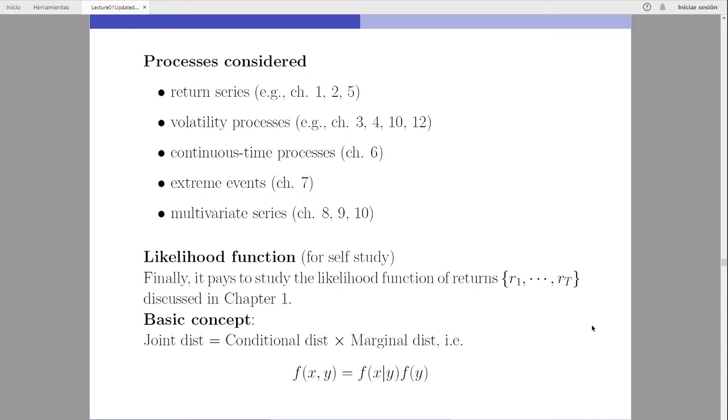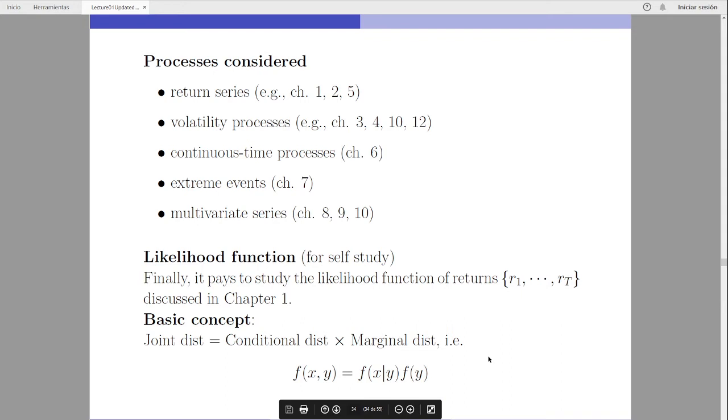So this normality is a really important parameter in a random variable. Now, in order for you to get a bit more into it, I need you to take a look at chapter 1 and study the likelihood function of these returns, because it's going to be important later on.